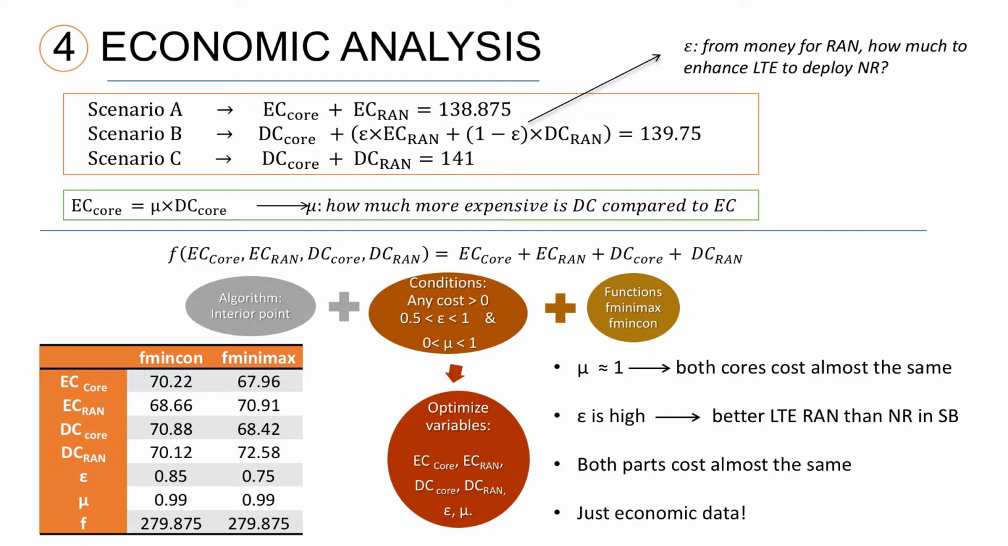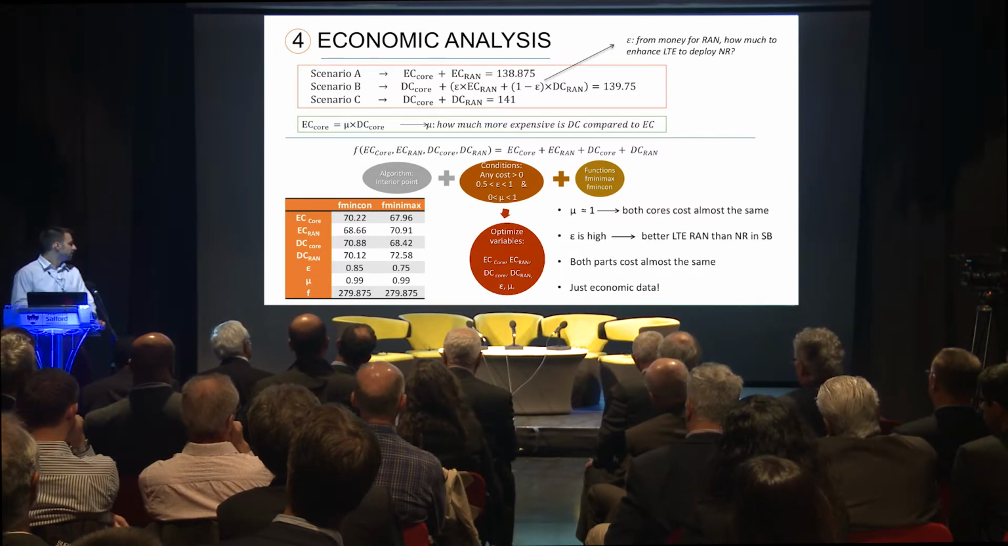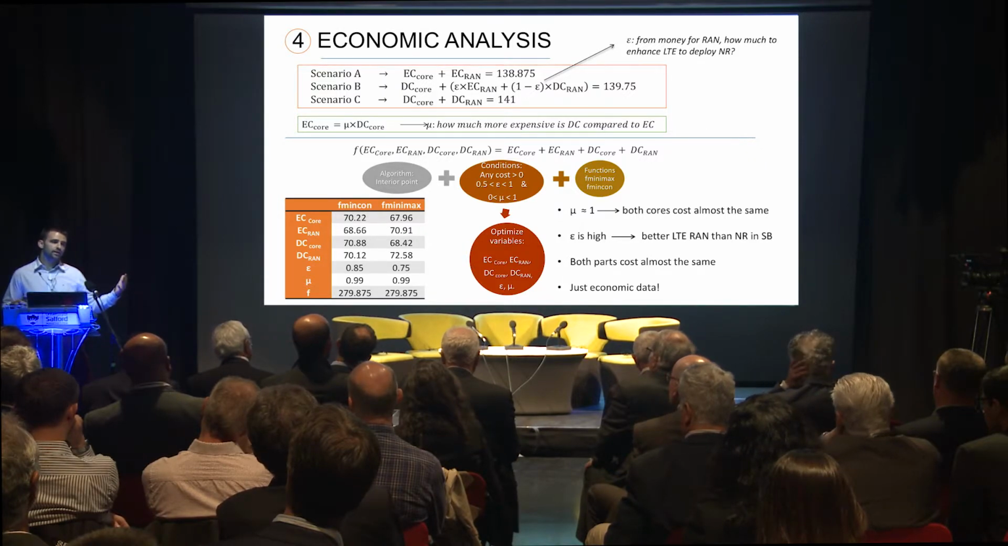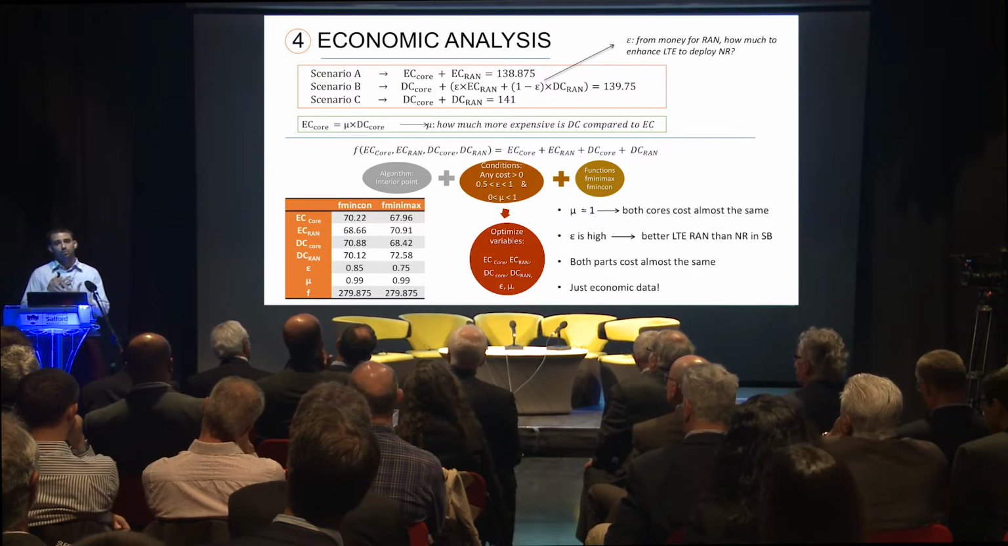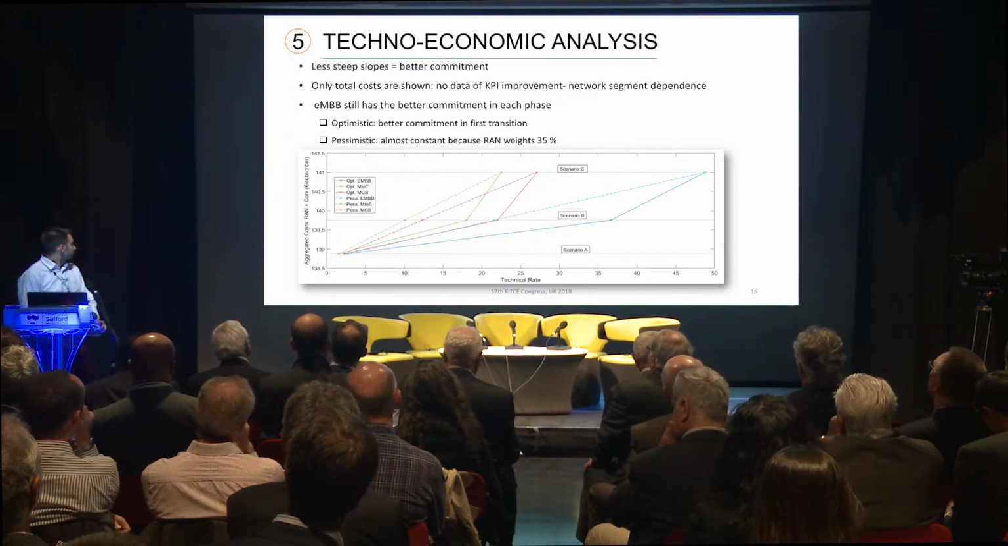Parameter epsilon, that told us that from the money of the RAN, how much would it be to enhance, is high. So in scenario B, we can more or less justify from an economical point of view that the LTE access network will work fairly good for the case of use that will be addressed. Both parts of the network will cost almost the same, but this is just the other half of the photo. So we have addressed the technical part and the economical part. The last thing we are going to do is to cross all these results to see the commitment.